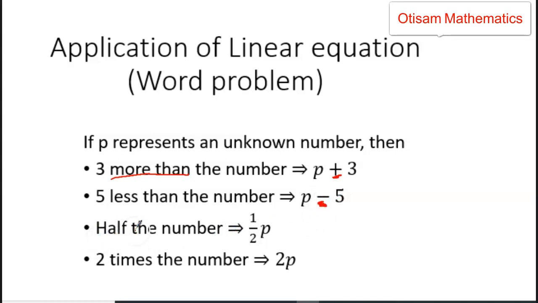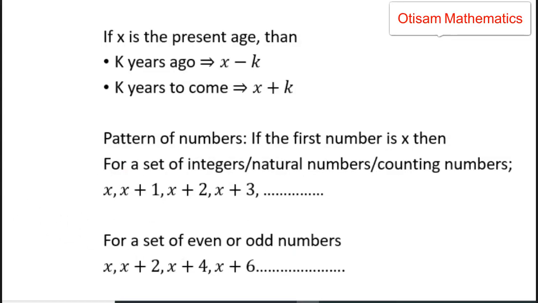Now if you have half the number, this P represents the unknown number, so half the number is 1 on 2 times the number. You can also have 2 times the number, so 2 multiply. It's not always 2 times the number. I'm just giving an example that if you have a specific number times the unknown variable, this is how you write it. Okay, that is the first part.